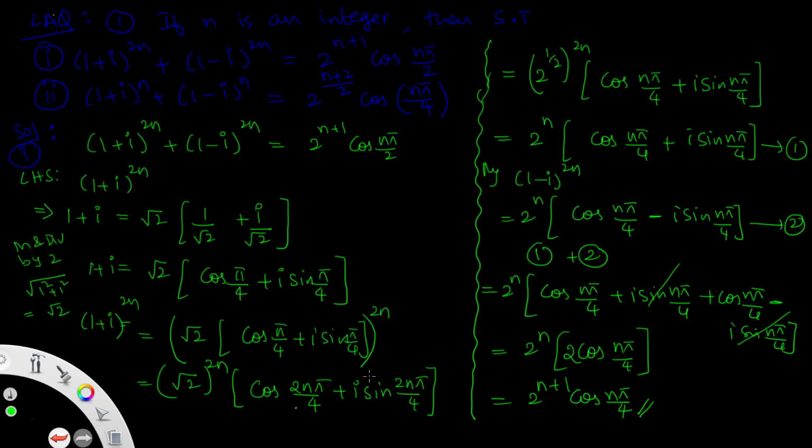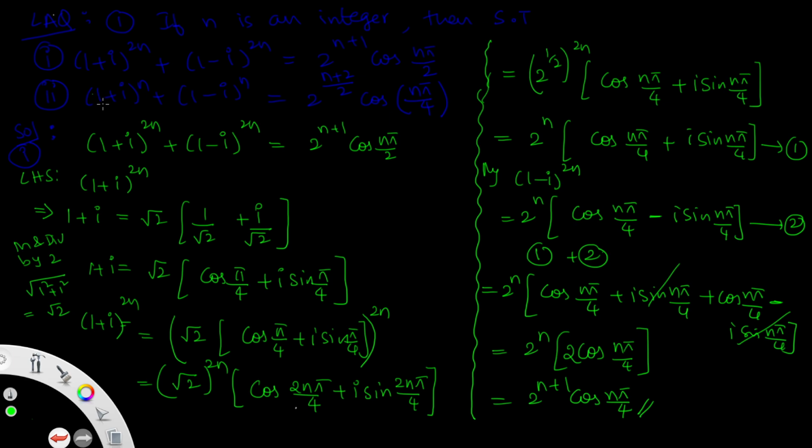So 2 power n is common, the sin terms will be cancelled, leaving 2 cos. The bases are equal, so the powers should be added. So 2 to the power of n plus 1 cos n pi by 4. In the similar way the second question is also the same. So that is (1 plus i) to the power of n is given.